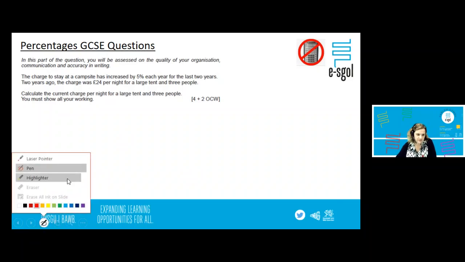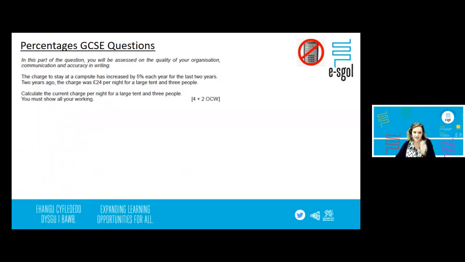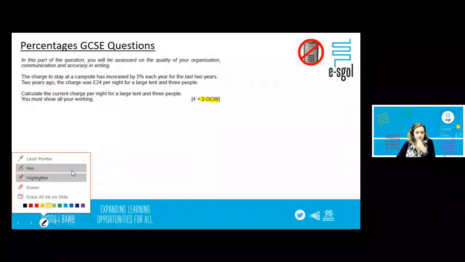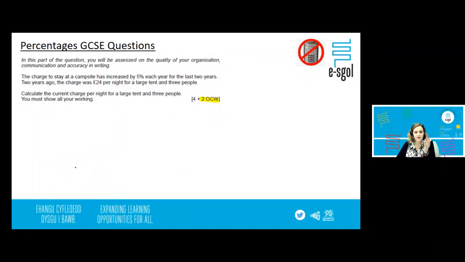Okay, what is key in this question is this bit that's in italics. In this part of the question, you will be assessed on the quality of your organisation, communication and accuracy of writing. And if you have a look at the marks, there's also extra marks awarded here. Now, as long as you are setting your work out in a logical manner and you're labelling your steps, you will get these marks without really having to think or do anything extra. The examiners are not looking for essays or big paragraphs, it's just the labelling and the way that you set your work out.